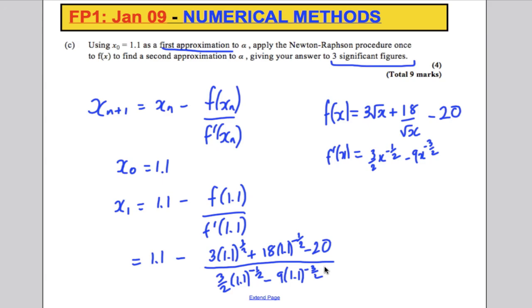So type that in the calculator, 1.1 subtract, use the fraction facility, 3 times 1.1 to the power of 0.5 plus 18 times 1.1 to the power of negative 0.5, subtract 20, all over 1.5 times 1.1 to the power of negative a half, subtract 9 times 1.1 to the power of negative 1.5.